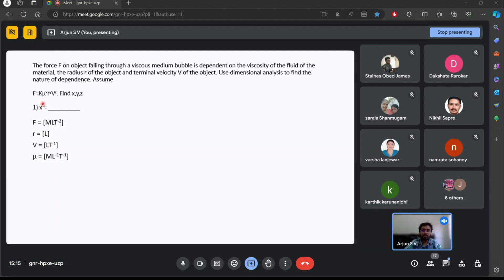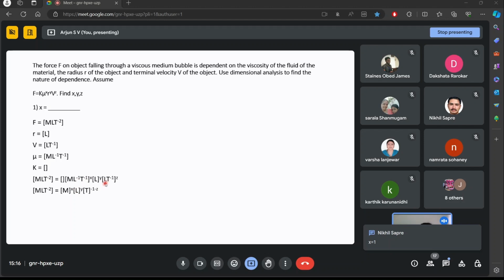What we have to do now is put these dimensional values in the left hand side as well as the right hand side. And k, as I said earlier, is a dimensionless quantity, so we don't include it. So F, M L T power minus 2, is equal to k, which has no dimensions, into viscosity's dimensions power x, radius's dimension L power y, and velocity's dimensions power z. The LHS can stay the same. We can collect the M, L, and T exponents in the RHS. M's exponent will be x, because there is no other M in the length and velocity terms.